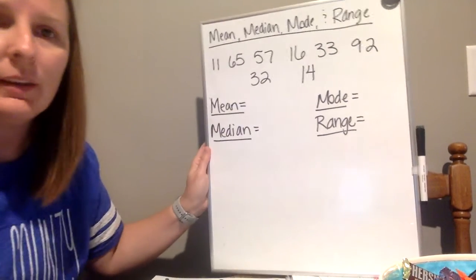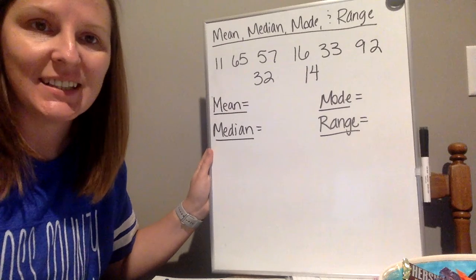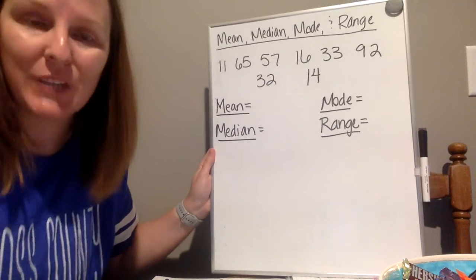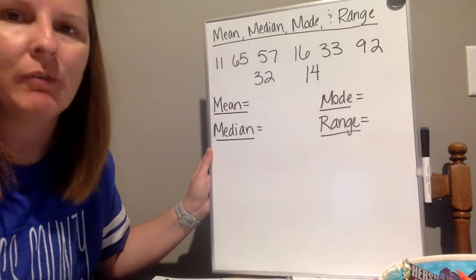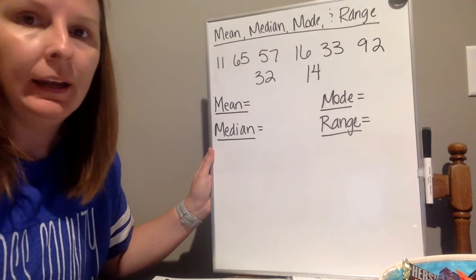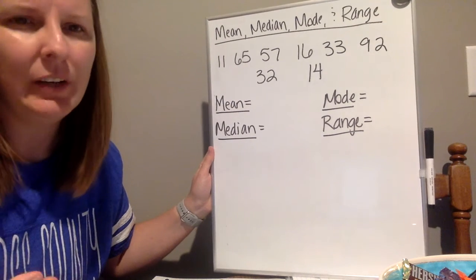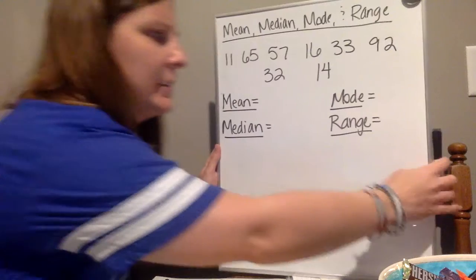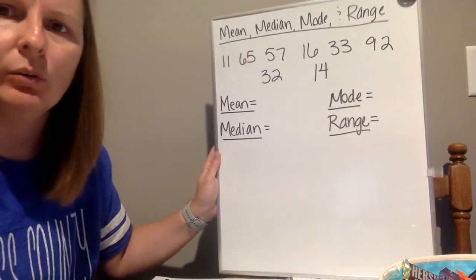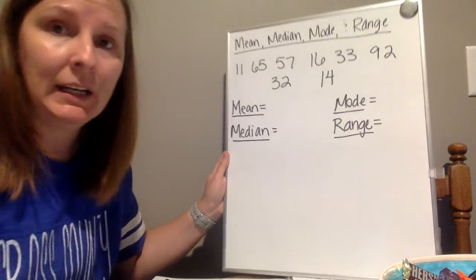Okay, so this is going to be your last assignment for 7th grade math. You'll have one assignment this week. We're going to go over mean, median, mode, and range. This isn't exactly what's in your book, but it talks about statistics and things like that. These 4 things help you with statistics, so we're going to do a quick overview.